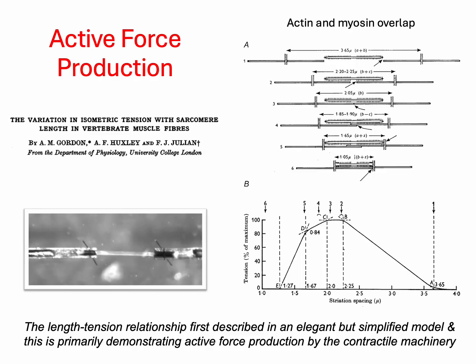So one of the reasons why we observe that joint angle torque relationship across the knee is almost certainly due to the amount of active force production in each of the muscle tendon units. And this is going back to sort of the classic length-tension relationship.